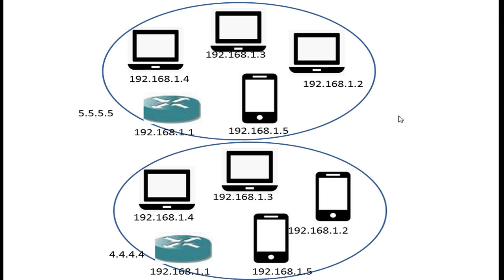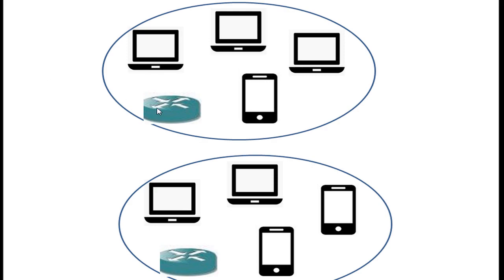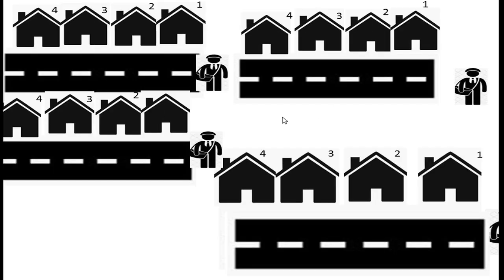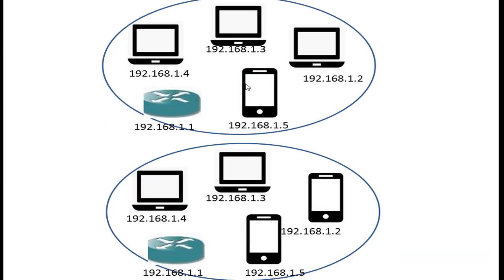Again, for the summary of this lecture, we could say that every one of these devices is like every house in these examples, and the router in here would act as a mailman. And the street in here is somehow representing the network in the computer world.